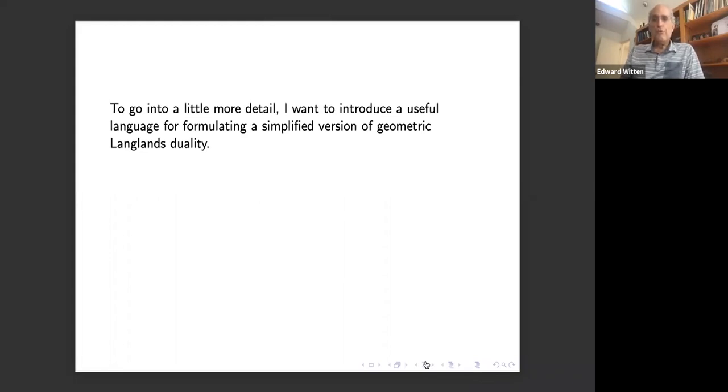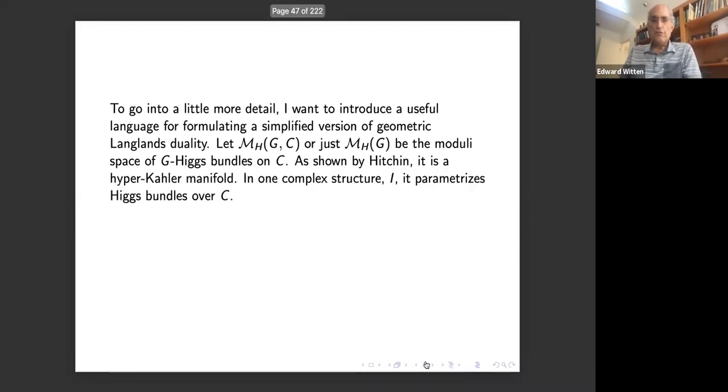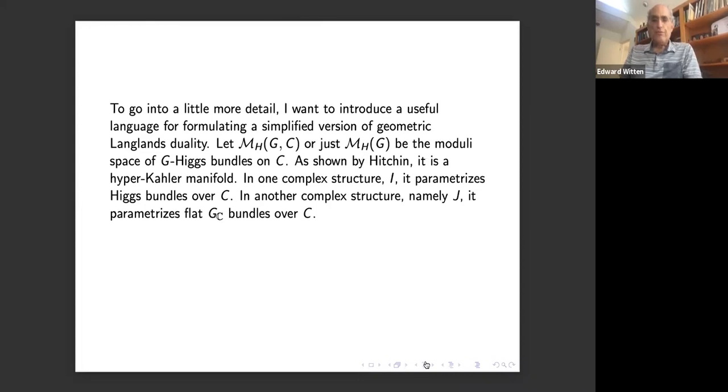Now, to get into a little more detail, I want to introduce a useful language for a simplified version of geometric Langlands duality. So let MH of G and C, or just MH of G if C is understood, be the moduli space of G Higgs bundles on C. Hitchin showed that it's a hyperkähler manifold. In one complex structure I, it parameterizes Higgs bundles. In another complex structure J, it parameterizes flat bundles whose structure group is the complexification of the underlying Lie group.